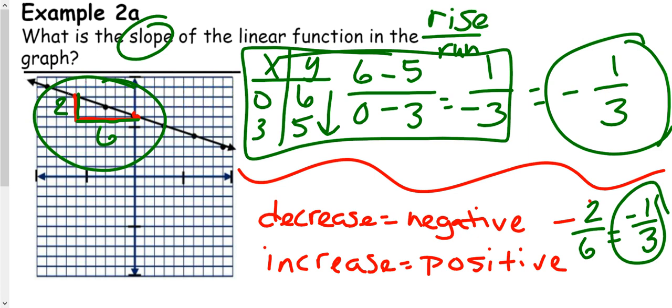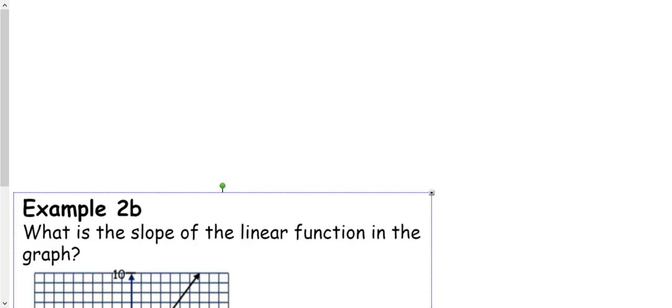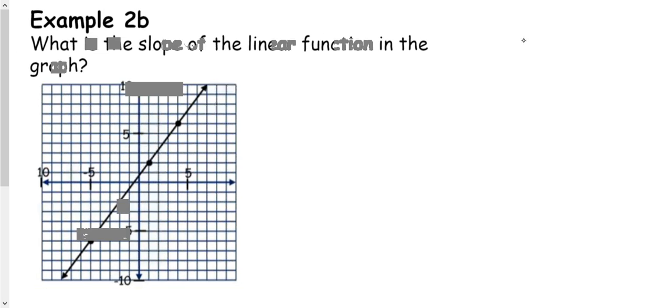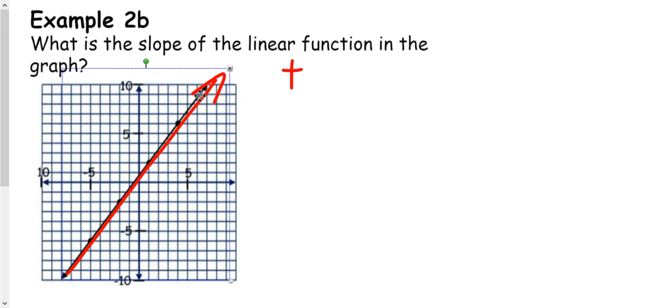You want to try one? Let's do it. Try this example, example 2b. So if I were to count the slope, I can see that this line is increasing, so I know it's going to be positive. Okay? It's a good start. I know the slope is going to be positive.